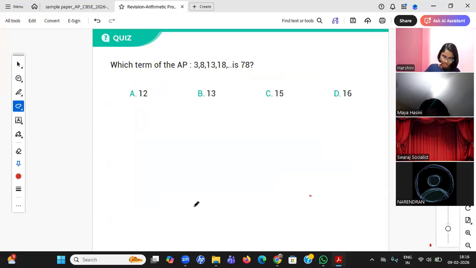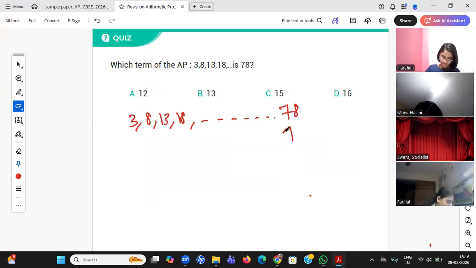Okay, which term of the AP is this, student? So he's asking 3, comma 8, comma 13, comma 18, and sometimes he will get 38. Now he's asking which term? Is it the first term? First term is 3. Is it the fourth term? Fourth term is 18. So which term will this be? So generally we say let it be nth term. He is asking n, student.